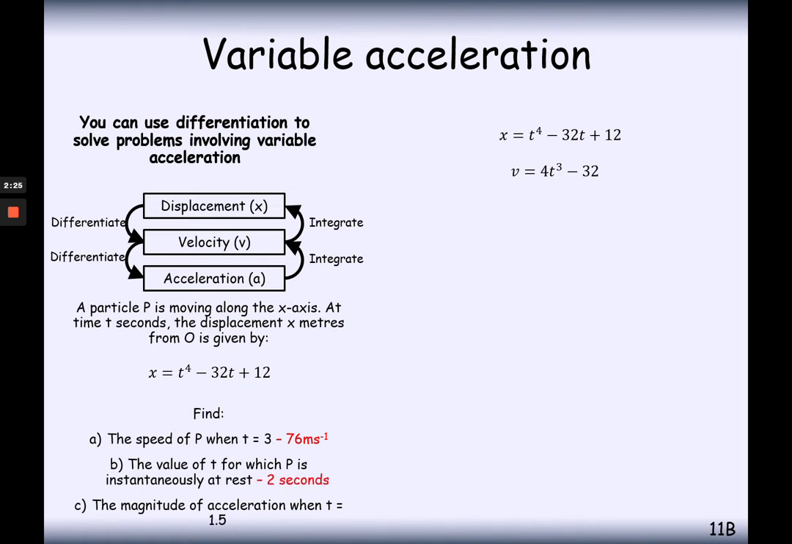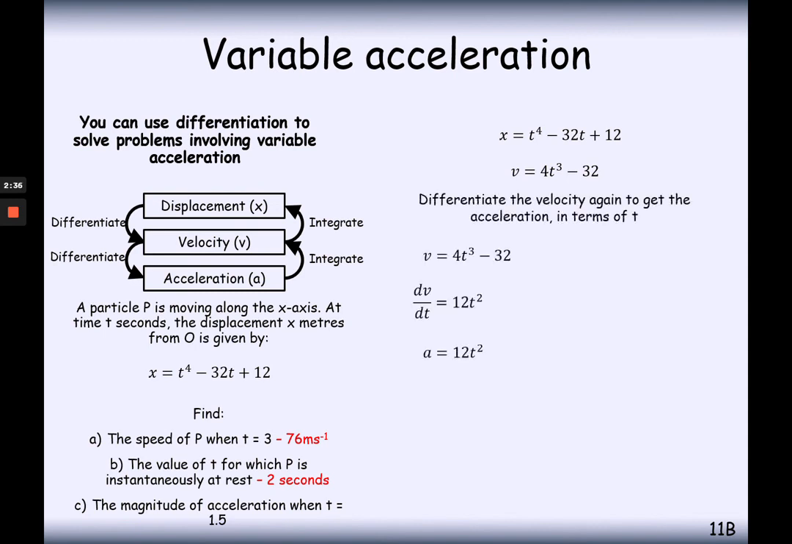And last one, the magnitude of the acceleration when t equals 1.5. So if we differentiate our velocity formula, we get the acceleration is 12t squared. So we just sub in our 1.5 and we get 27 meters per second squared.